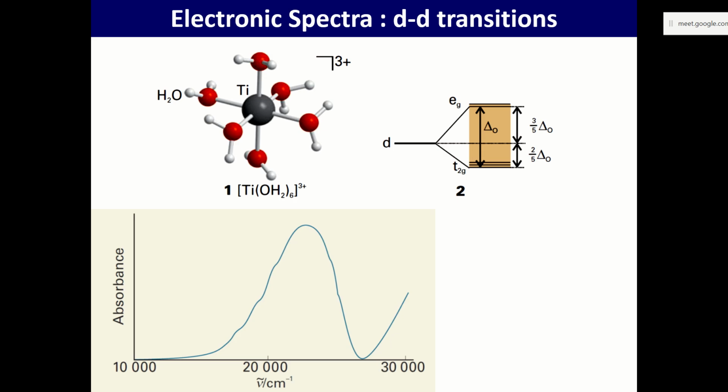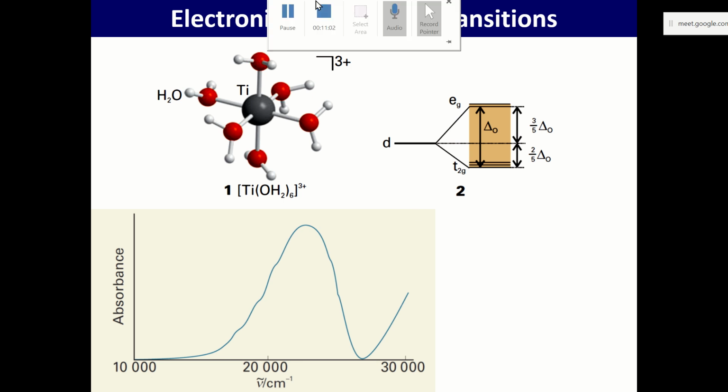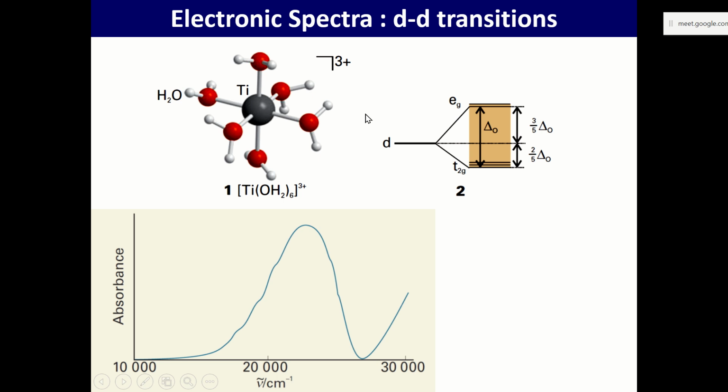Now, at a very fundamental level, what do you see here? Electronic transitions are not a phenomenon that happens only in metal complexes. You saw that in the hydrogen atom also, electronic transitions occur. We have talked about electronic transitions, electronic spectra for hydrogen, a simple atom, also. So what is the very fundamental thing that happens? The electron moves from one orbital to the other, and the energy is matched by the incident light.